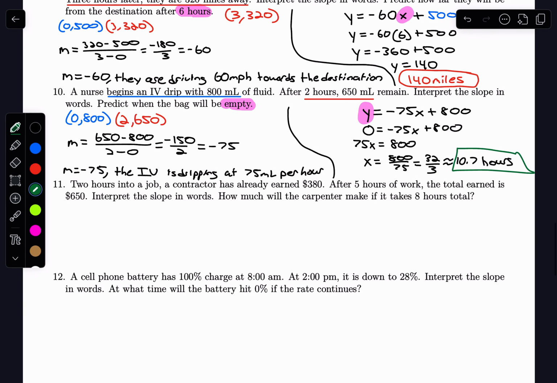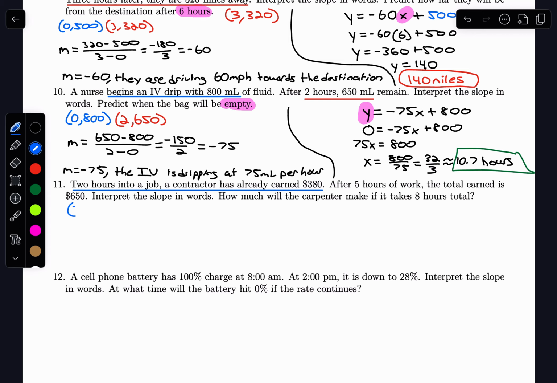All right, number 11. 2 hours into a job, a contractor has already earned $380. After 5 hours of work, the total earned is $650. Interpret the slope in words. How much will the carpenter make if it takes 8 hours total? Okay, so we have something a little bit different here. We have 2 hours into the job, $380. So it's not at the start of the job. Now it's 2 hours in.